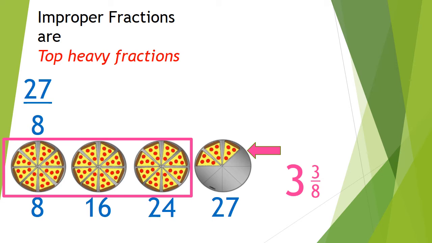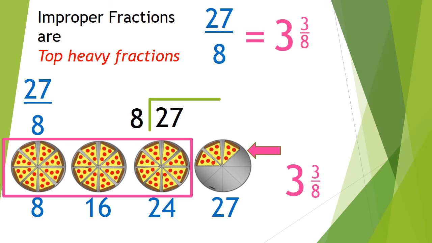Now, what sort of little bits of a pizza do I have? Well, let's look back at the original question. What fraction were we dealing with? We were dealing with 8s. So it's 3/8. So my answer is 27/8 can be written as the mixed number 3 and 3/8.